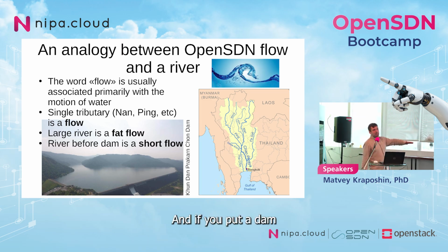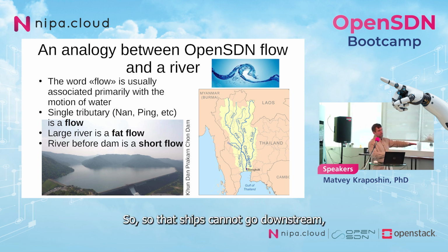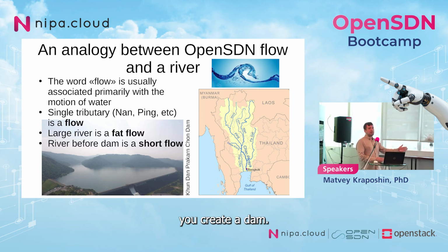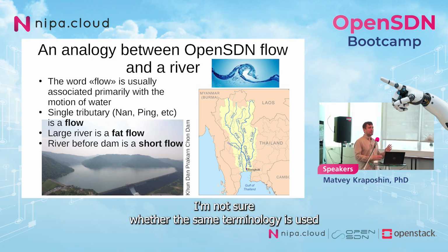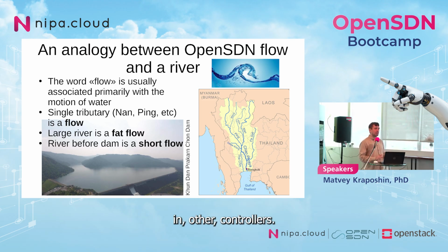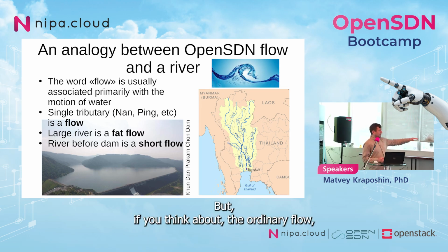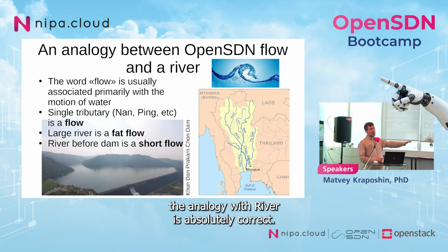And if you put a dam preventing flow of water, so that ships cannot go downstream, you create a dam, and this is a short flow. That's how you can regard flows in networks. In OpenSDN networks, I'm not sure whether the same terminology is used in other controllers. But if you think about the ordinary flow, the analogy with river is absolutely correct.